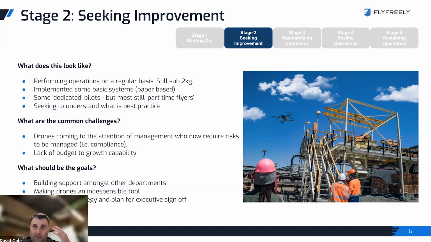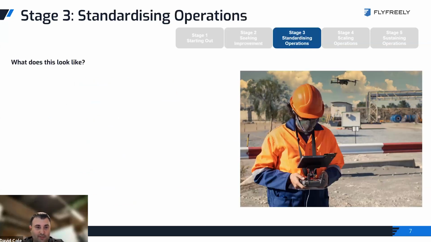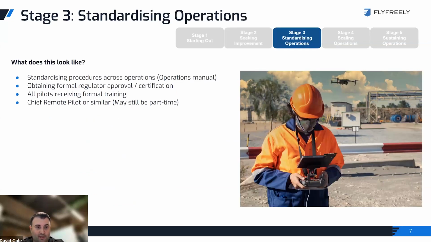So really conveying to management you've thought about this, you've done your research, you've done your homework, you've got some numbers, and you've got a plan. The plan doesn't have to be perfect, but you've got a pretty solid plan. Once you achieve that, you now have some budget, you've bought some more drones, you're getting more people trained up.